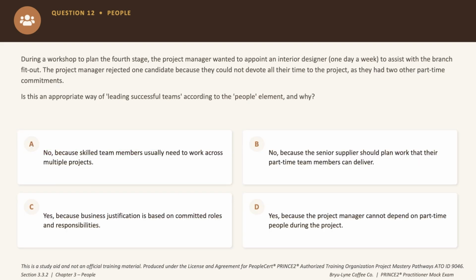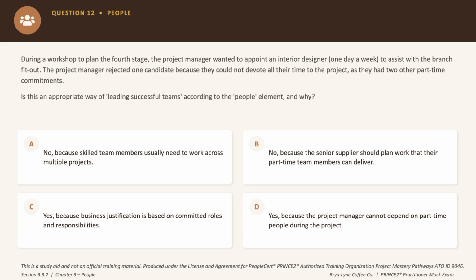Question number 12. So the project manager rejected a candidate interior designer because they had two other part-time commitments and could not devote all of their time. Question is, is this an appropriate way of leading successful teams and why?